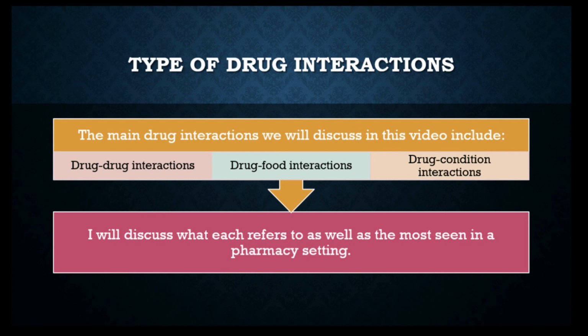So we'll be discussing 3 main types of drug interactions. We'll be talking about drug-drug interactions, drug-food or beverage interactions, and drug-medical condition interactions. In each of the slides, I'll be referring to what each means, as well as the most common that we'll see in a pharmacy setting.